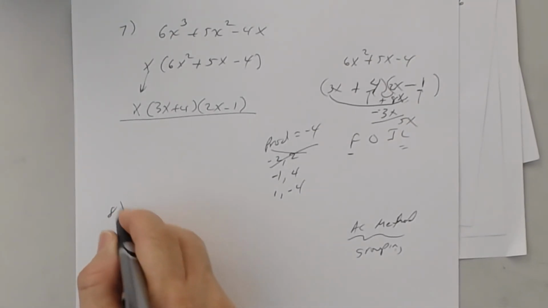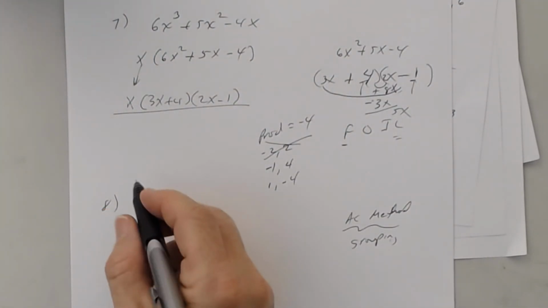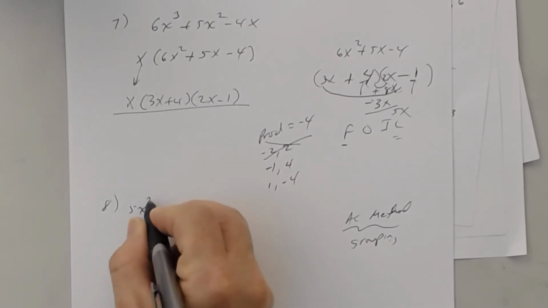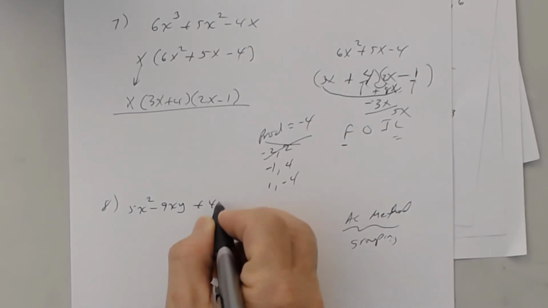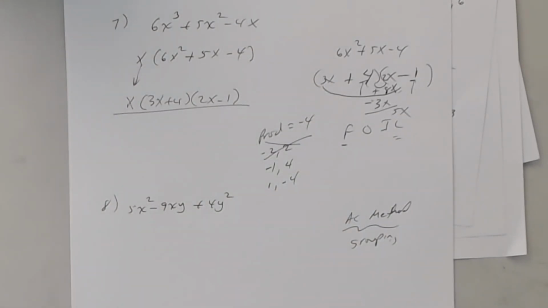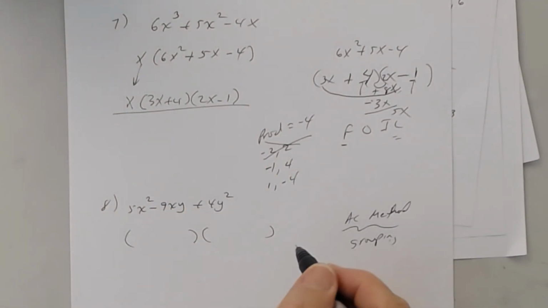But let's look at number 8. Number 8, we're going to do trial and error or reverse FOIL, just like I've been doing. So 5x squared minus 9xy plus 4y squared. What's the GCF? 1. But this time note there are 2 variables, right? Okay. So go directly to the binomials.